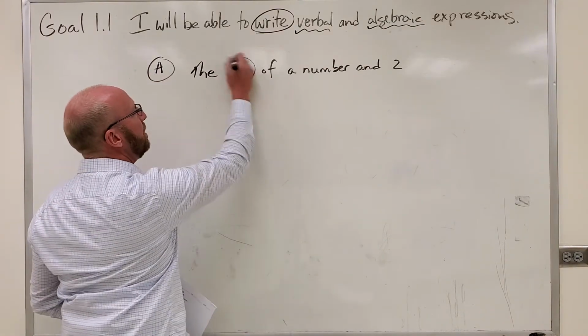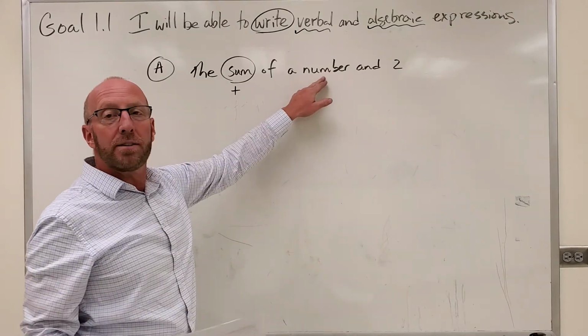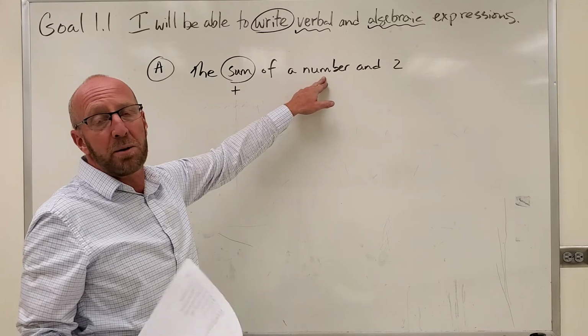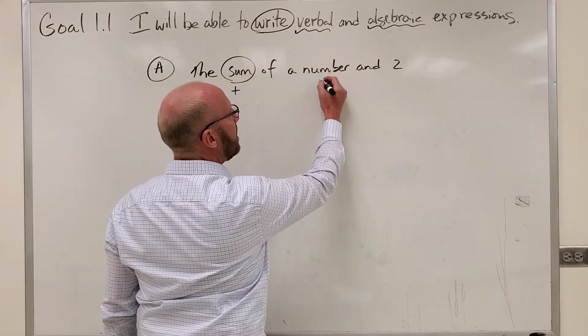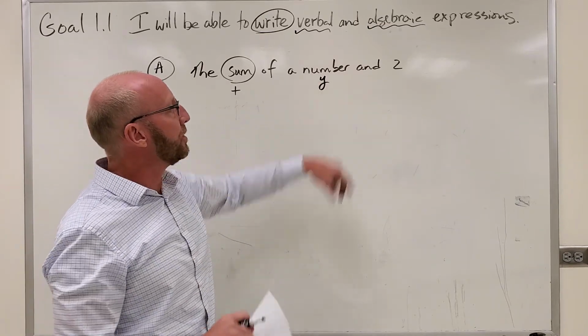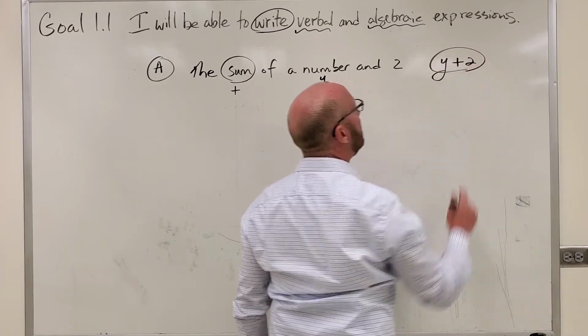Well, the word sum means to add. It's a plus sign. A number, since I don't tell you what number, you can pick your variable. Pick any letter of the alphabet. You might want to pick A, B, it doesn't matter. We often pick X or Y, so I'm going to use the letter Y. The sum of a number Y and 2, I would write it as Y plus 2.